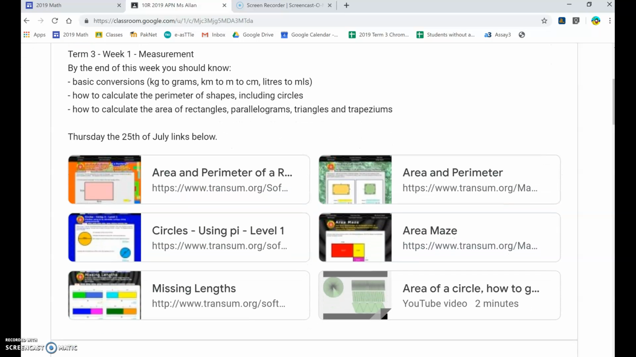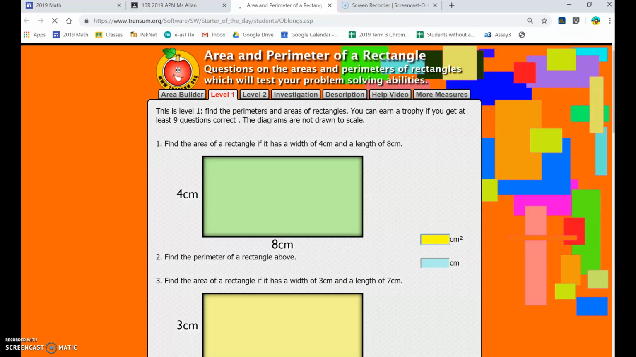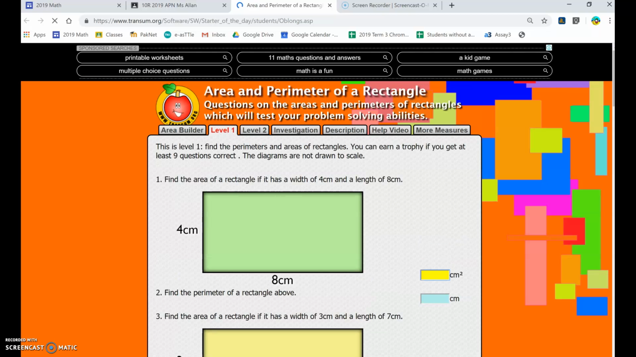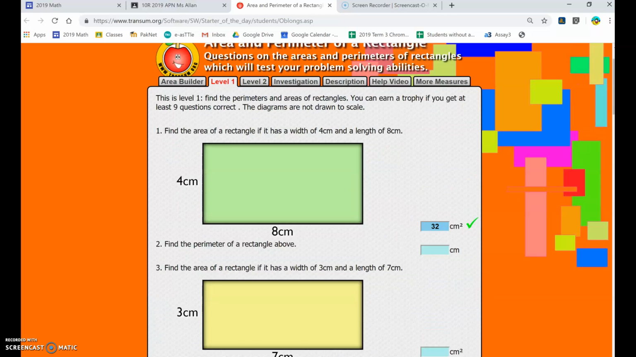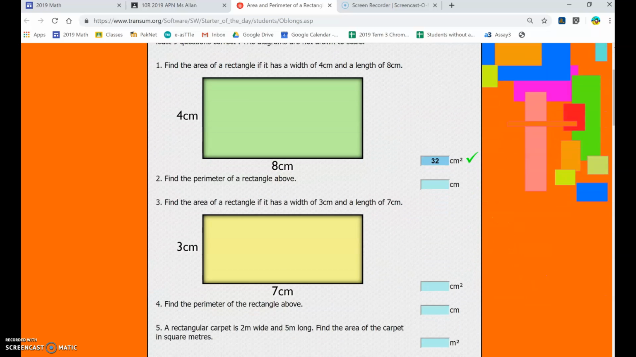So these are the skills I want you to be able to do today, and then you can go in your learning workbook and Education Perfect. So this first one here, find the area of a rectangle. Quite simple. What do we do? Base times height. 4 times 8. Anybody? 32. Okay, let's do our check. We're all good. Find the perimeter of that same rectangle.